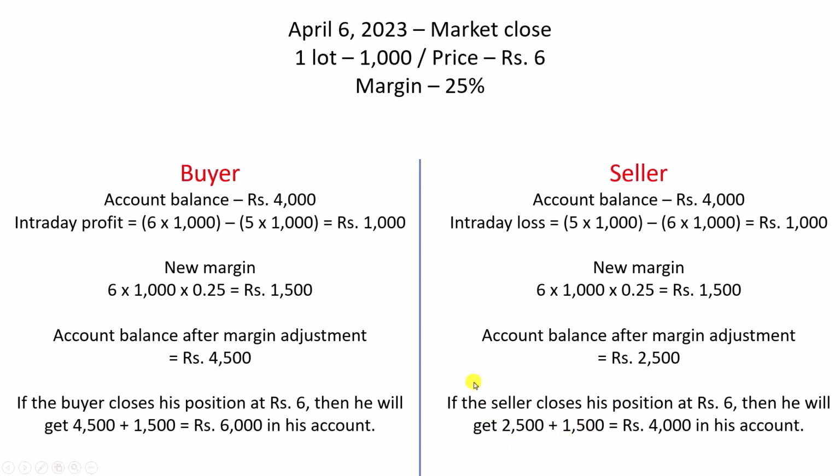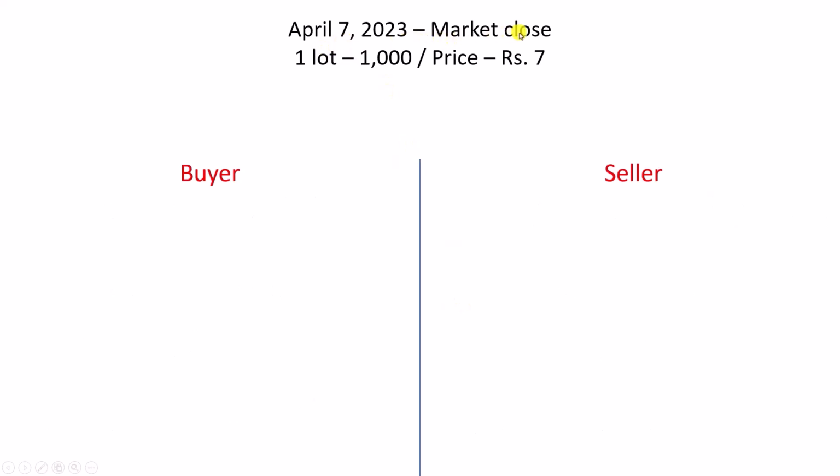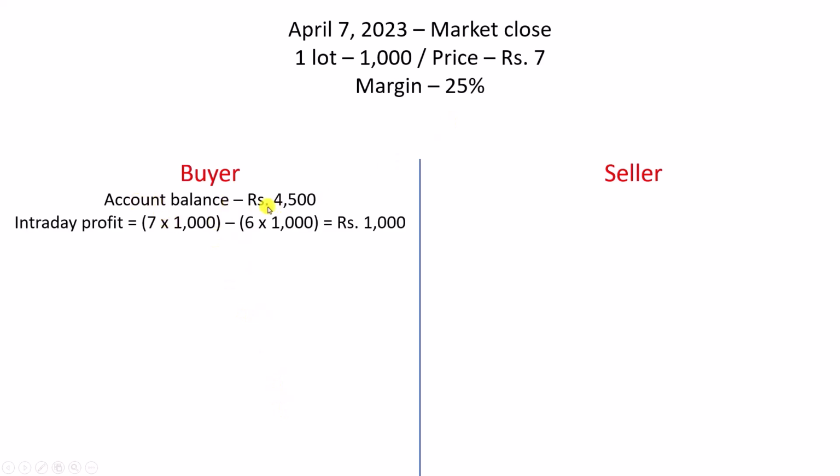Okay. Let us go to the second day. Now this is April 6th. April 7th, market close. Okay. On April 7th, the price has moved up and down and it has closed at 7 rupees. Now let us calculate the details. Margin is still 25. Account balance is 4500. This is from the previous day. Intraday profit is 1000 rupees, meaning the amount that he has earned in that particular day is 1000.